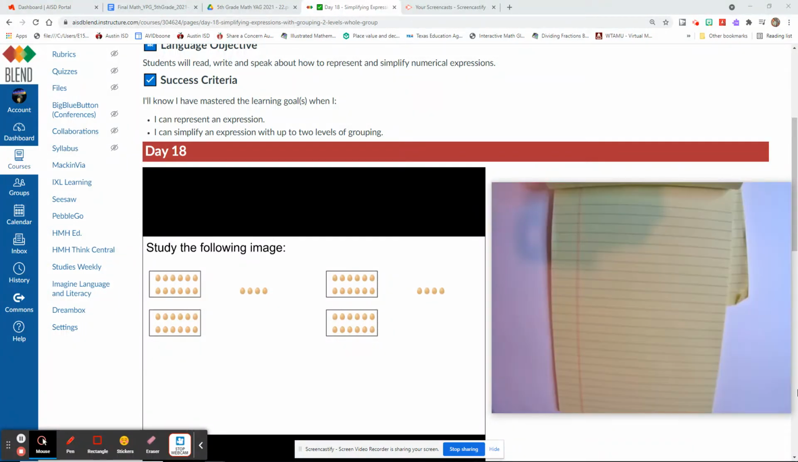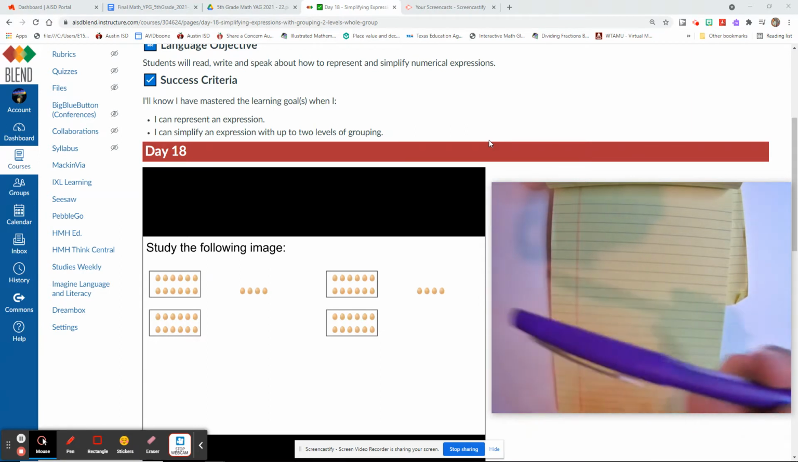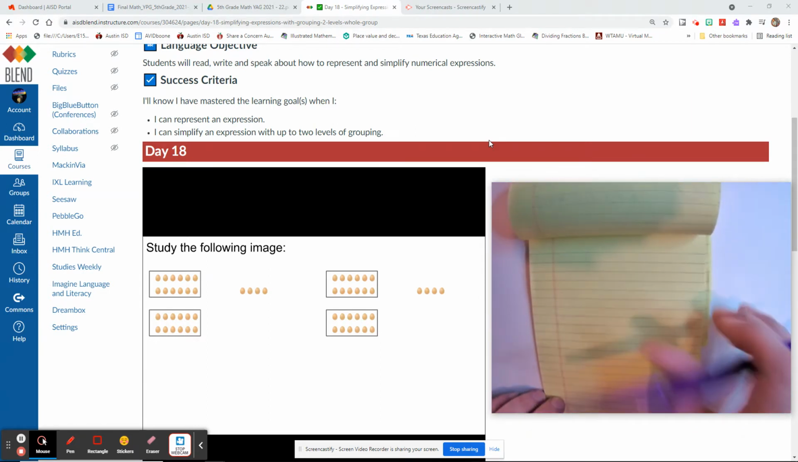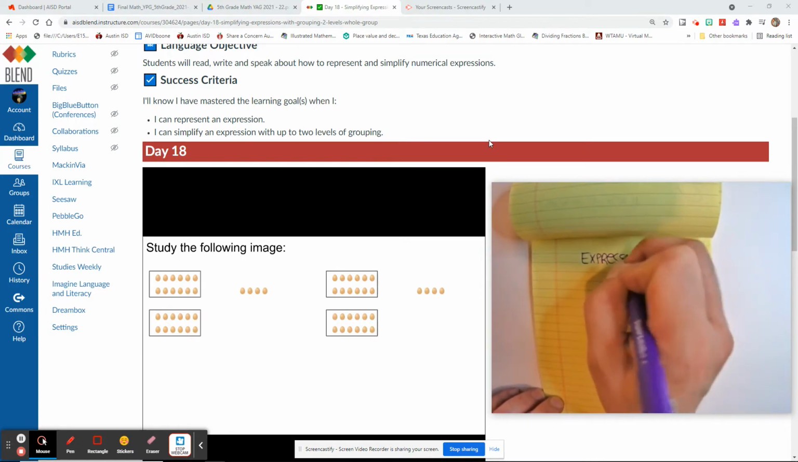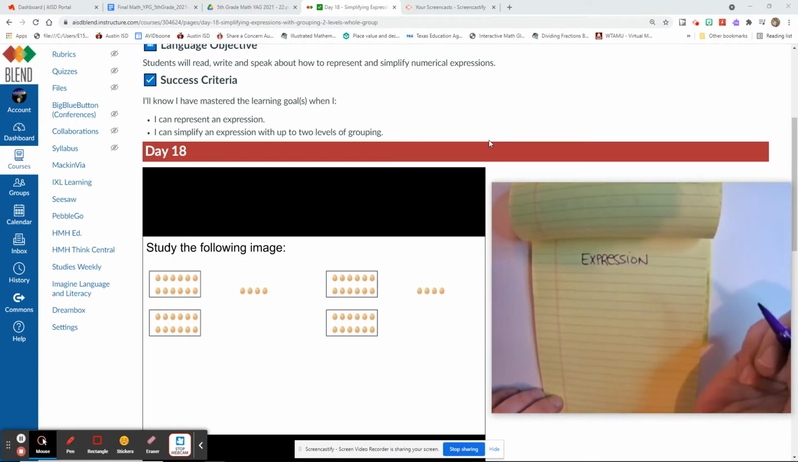Welcome to another day of looking at expressions. Get it? Terrible joke. We've been looking at eggs all week. Look, it's eggs again. But we are looking at expressions. Let's remember that's like this. Pardon my terrible joke. Expression, plural.